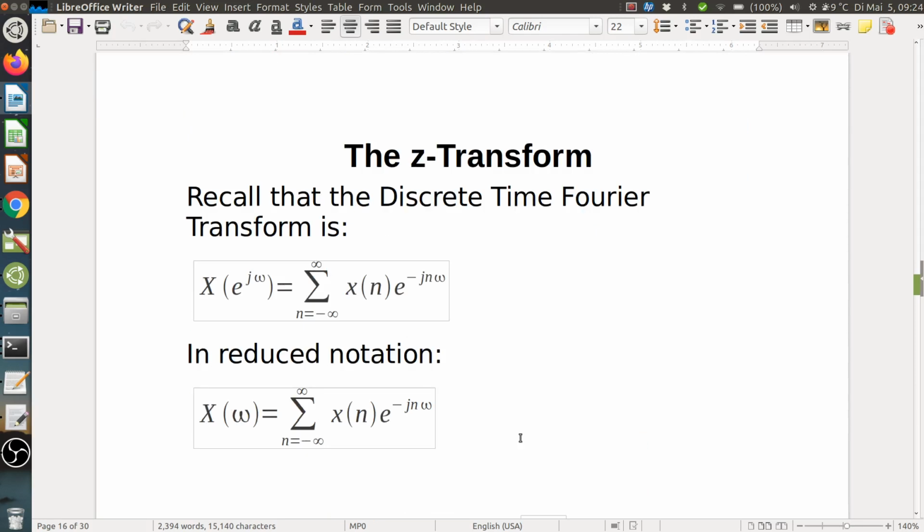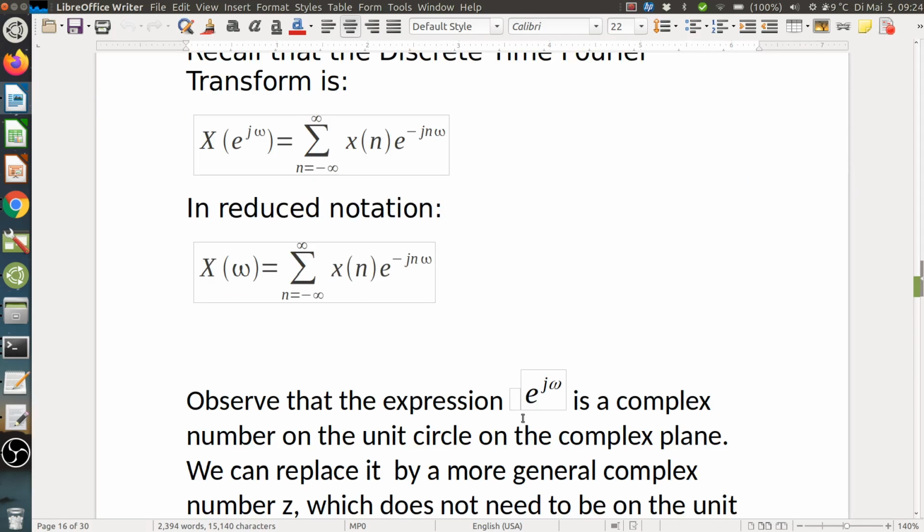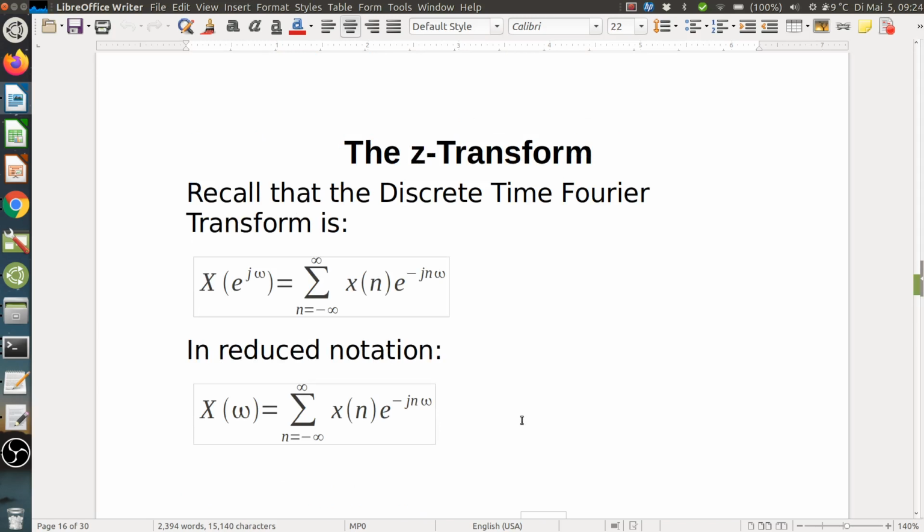Okay, so next is the Z transform. So recall that the discrete time Fourier transform is defined as this formula here. So we have the infinite sum going over all samples in time and multiply each sample with e to the minus j n omega, where omega is our normalized frequency. And you also see this reduced notation where in the argument of the frequency domain signal capital X, you just have the normalized frequency omega instead of e to the j omega.